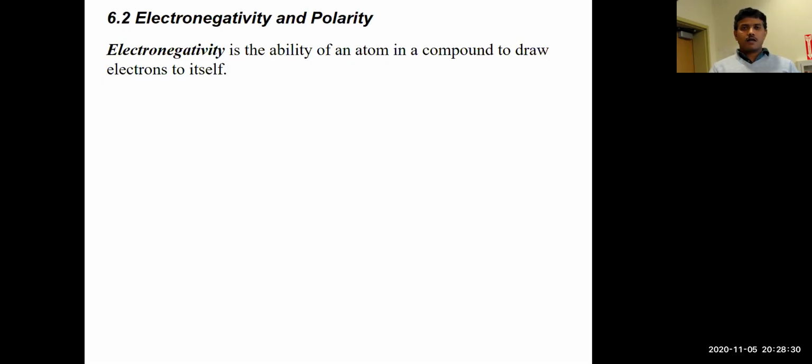In this section, I'm going to talk about electronegativity and polarity and its applications of finding a dipole moment in a bond, what types of bonds are out there, what the ionic character is, and how to calculate all of these things. We are going to do that in this section.